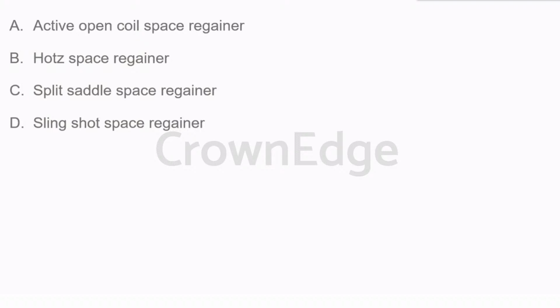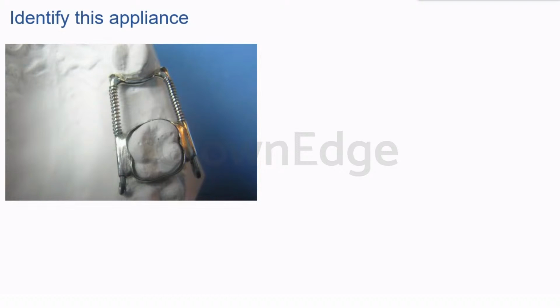So it is an active open coil space regainer, right? I'll show you the image. This is similar to fabrication, like how you make a band and loop. The loop is also made in contour with the premolar. This is ideally given on a first permanent molar when there is tipping of the first permanent molar, when there is early loss of the second primary molar and the bicuspids are being erupted. To regain the space back for the second premolar to erupt, we usually give this active open coil space regainer.